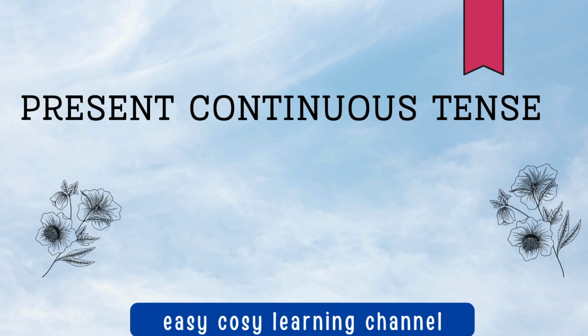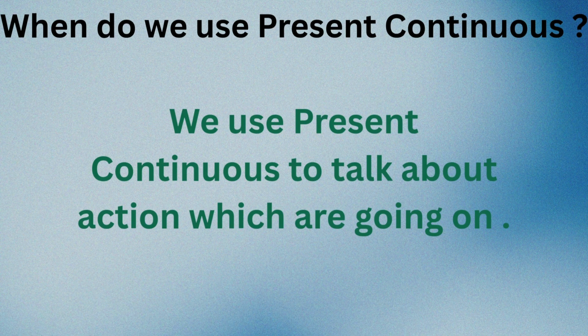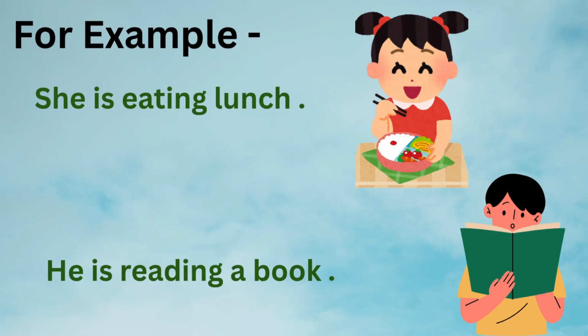In today's video, we are going to learn about present continuous tense. When do we use present continuous tense? We use present continuous tense to talk about the action which are going on. For example, she is eating lunch. He is reading a book.